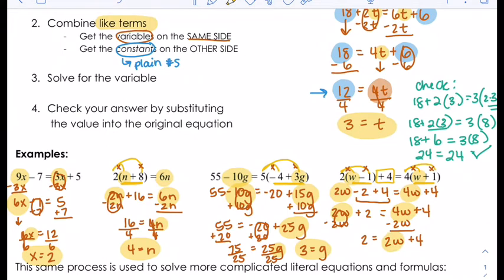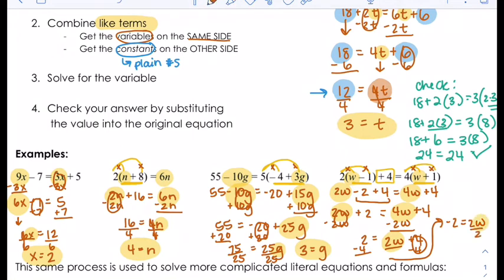4. Now that my W's are together, I want to get the constants together. So what I need to move out of the way is this 4, so I'm going to subtract 4 from both sides. On the left, 2 minus 4 is a negative 2. I'm going to shift this over here. 2 minus 4 is negative 2 equals 2W, and then 4 minus 4 is 0.